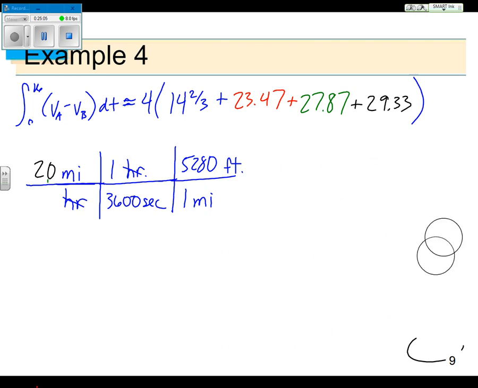So I end up doing a Riemann sum on it. It's just that your height has to be the difference between them. It has to be the area in between. I haven't done this math yet, so I'm going to take 14 and 2/3, I'll call that 14.67, plus 23.47 plus 27.87 plus 29.33. That gave me a big number. Multiply it by 4. There should be around 381.36 feet between the two cars at 16 seconds.